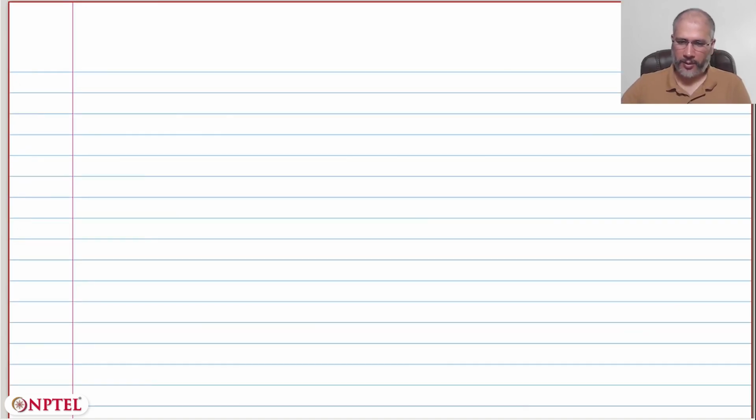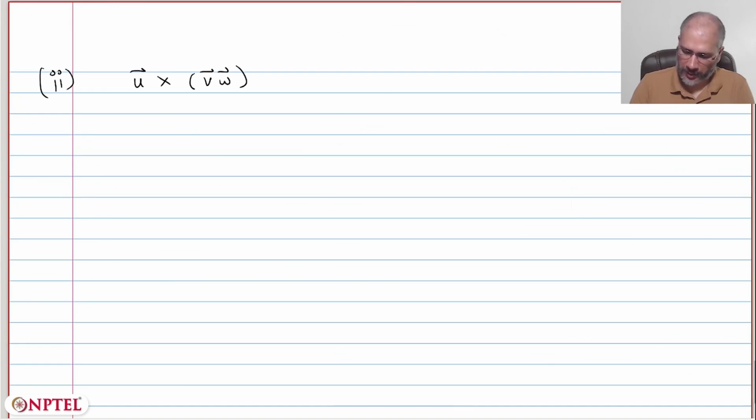Right, so let's go back to the work that we were doing. So we just talked about one kind of product between a vector and a dyad, that is a dot product. So let's talk about another kind of product, which is the cross product. So U cross VW. So let's go into the indicial notation. So this is UI EI crossed with VJ EJ times WK EK.